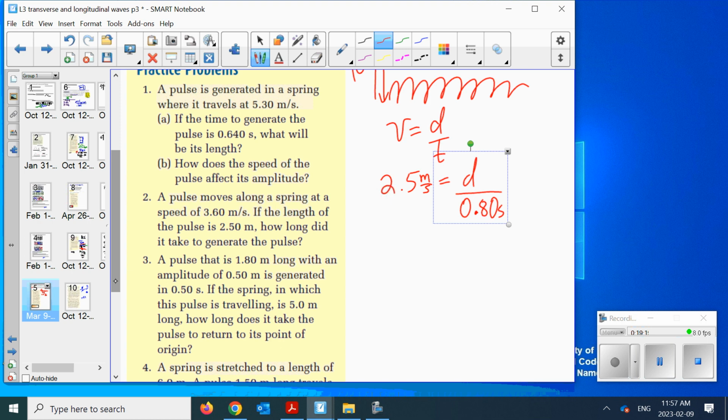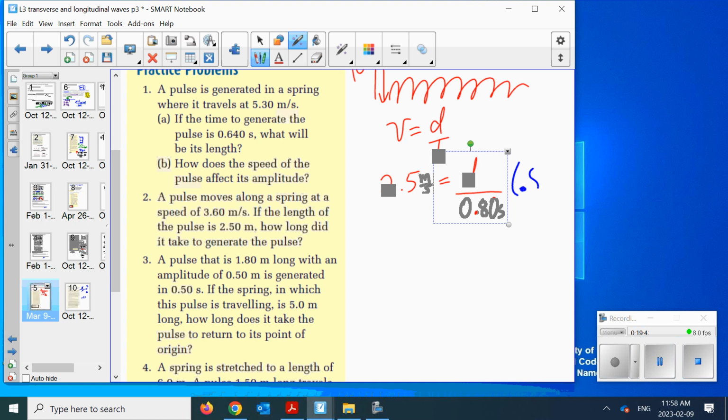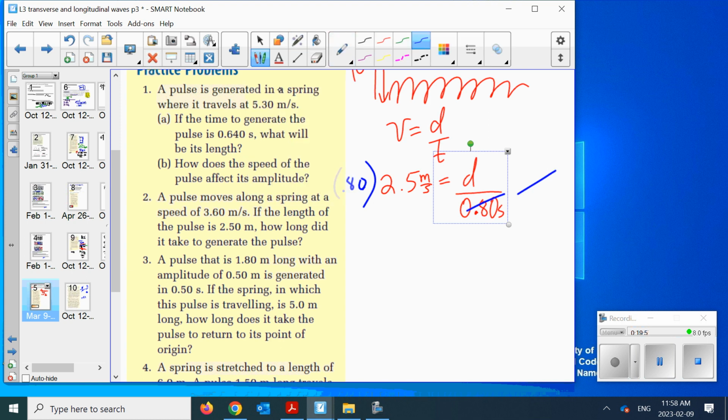Okay. Mathematically, now don't worry about the meters per second and the seconds for the moment. How do I solve for the letter D in algebra? I want to get it alone. It's already on the top. What do I do? Multiply by 0.8 on both sides, right? It cancels. You know how it cancels here and here, and that's the way it works? Well, I'm going to write this down though. I'm going to just put the 0.80 seconds times the 2.5 meters per second equals D.